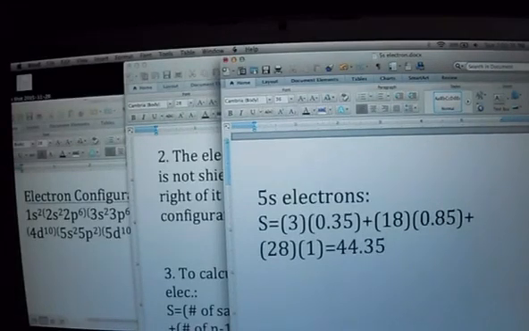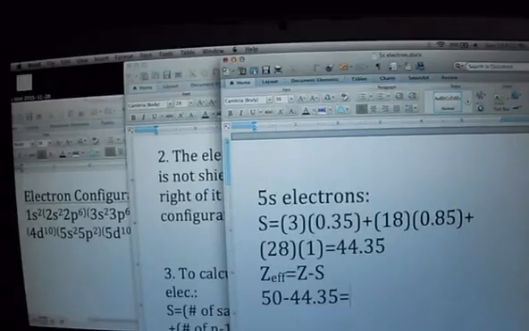Okay, so now that we have S, we have enough information to solve for the effective nuclear charge. Remember, it's Z minus S, or 50 minus 44.35. We can finally answer the question. And the answer is 5.65. So to put that into perspective, the nucleus has a charge of 50. But out of that 50, this 5s electron is so far away, it's so shielded, that it only experiences 5.65.